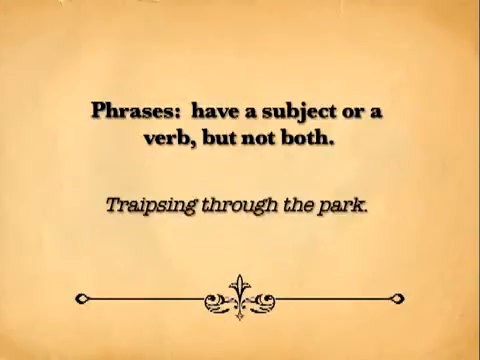Traipsing through the park. Traipsing is our verb, but we have no subject, so we don't know who was doing the traipsing. The other important construction to keep in mind is the clause. And there are a couple of different kinds of clauses.